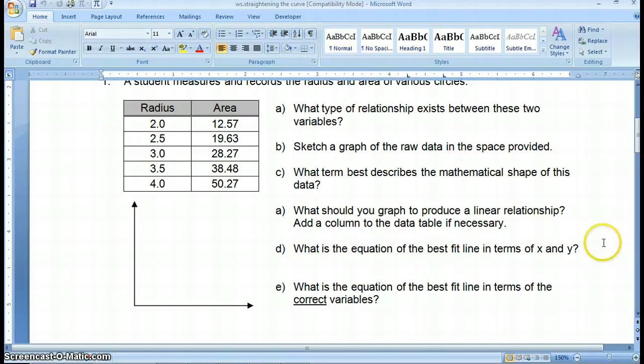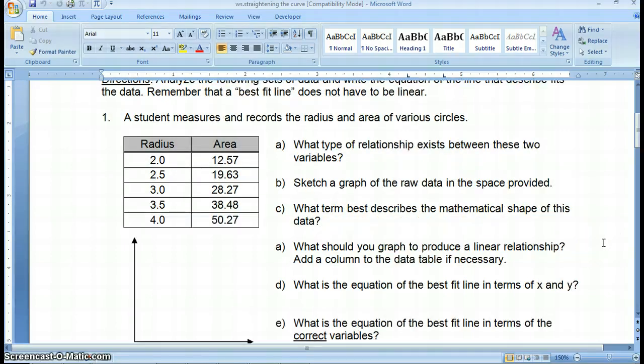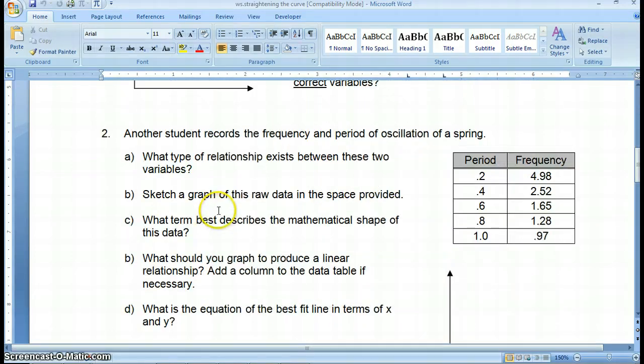line. So I'm going to skip number 1 because this data looks relatively linear. So I'm going to skip number 1 and go on to number 2, because I can tell just by looking at the data table that this is not going to be linear. Alright, so when I look at this data, I see period versus frequency, and as period increases, frequency decreases, but it doesn't seem to decrease at a linear rate.